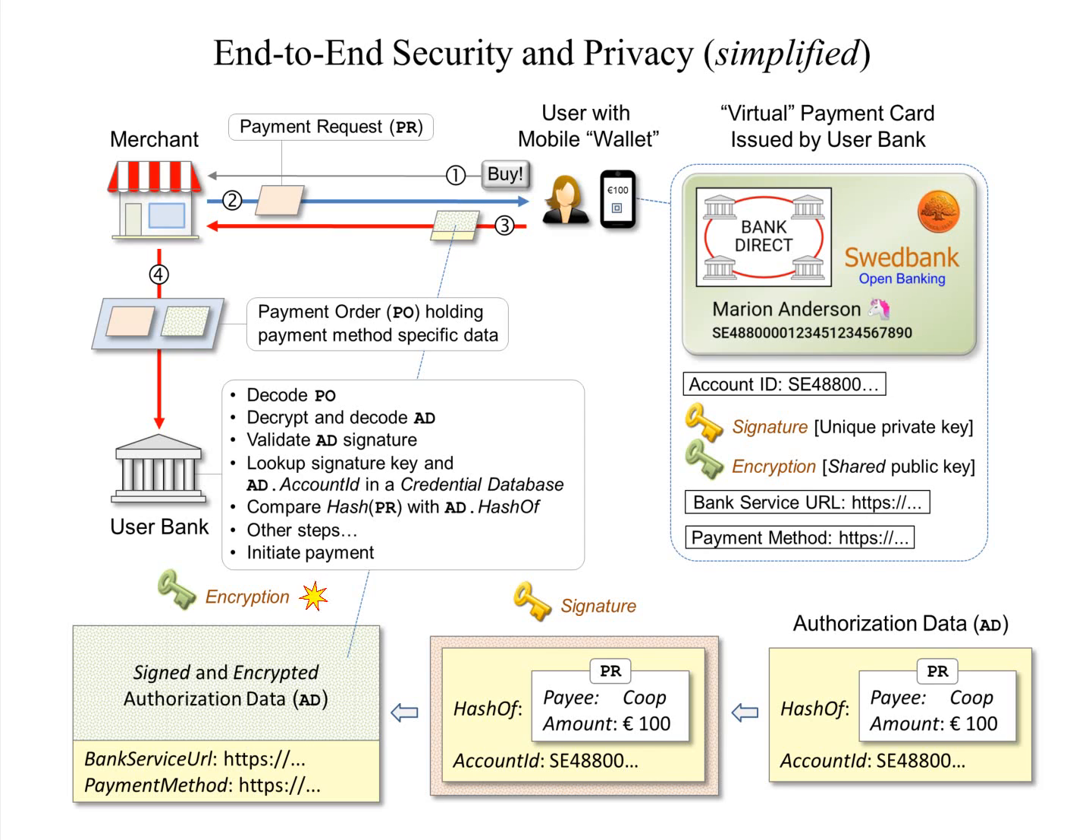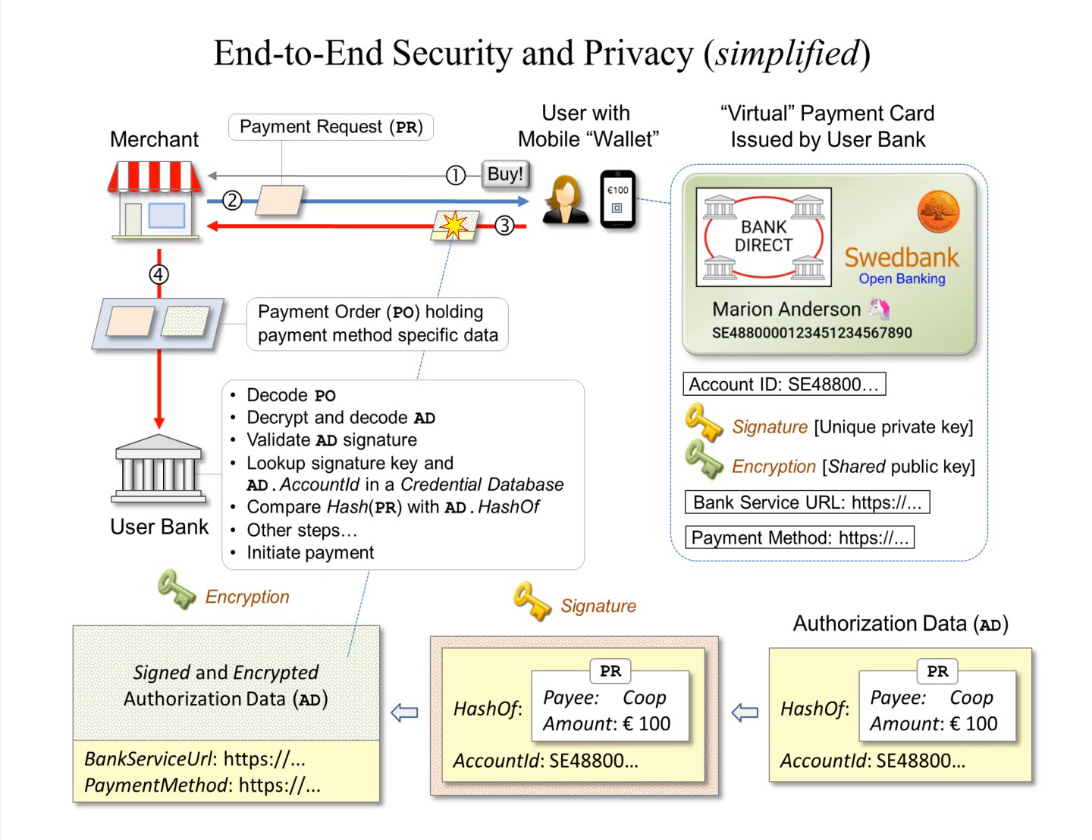Note that the signature key is unique for each virtual payment card, while the encryption key is shared by all customers of a specific bank. The reason for the latter may not be entirely obvious, but without key sharing, each customer would be recognized by a static identifier, which goes against privacy by design principles.